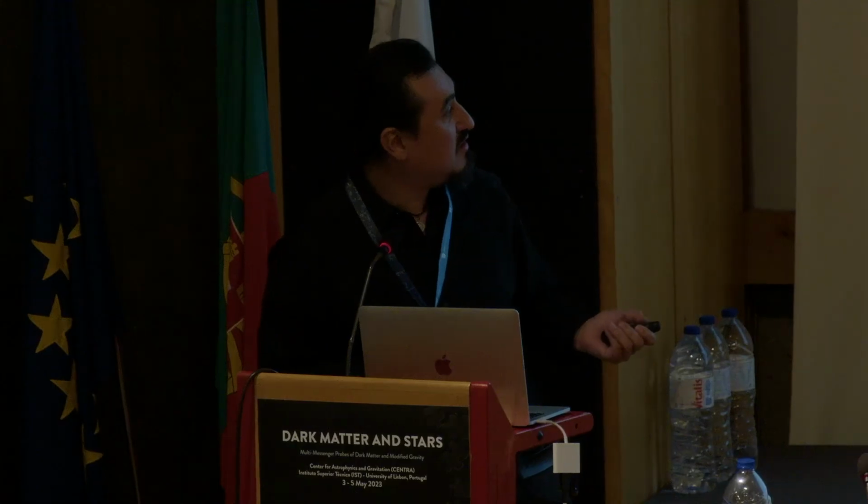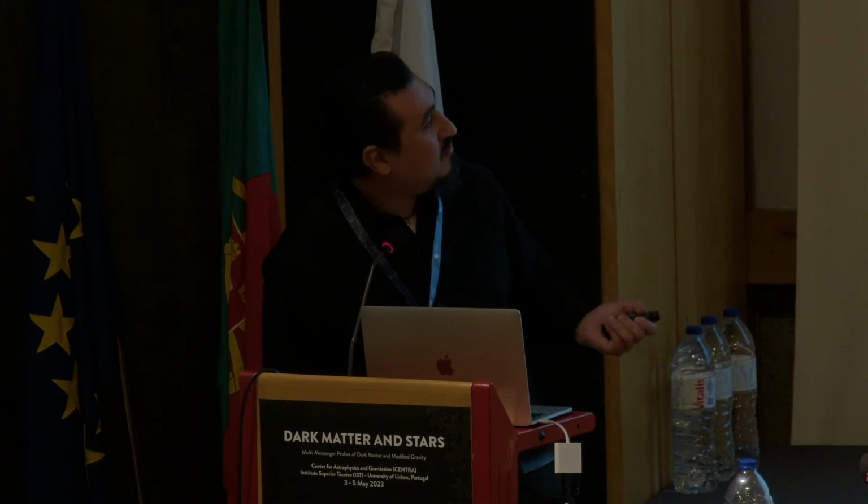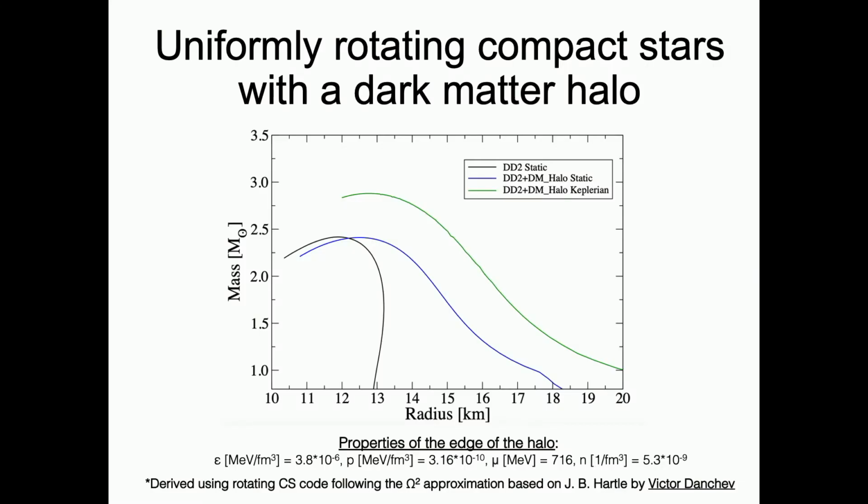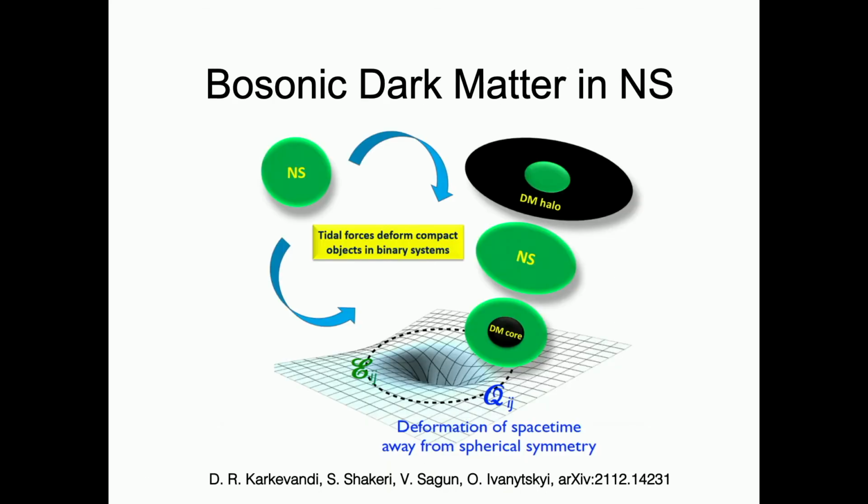So what you see here is the static case without halo, then the static case with a halo, and then the rotational configuration. As you might assume from the physics of neutron stars, this more or less corresponds to a 20% or so increase of the mass from the rotational configuration. This is at the Keplerian frequency. It's rotating at the Keplerian frequency, and these are the parameters for the edge of the halo, where we just stop. The table of data is given here in case somebody is interested.